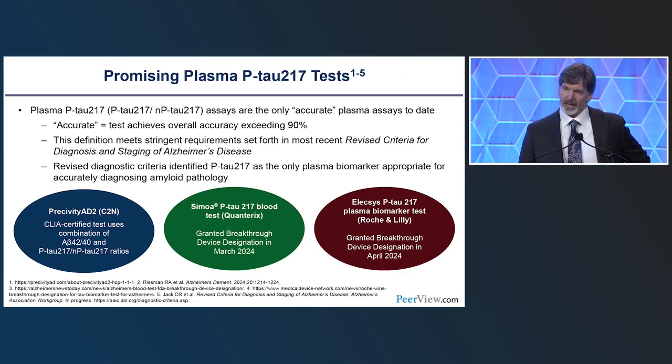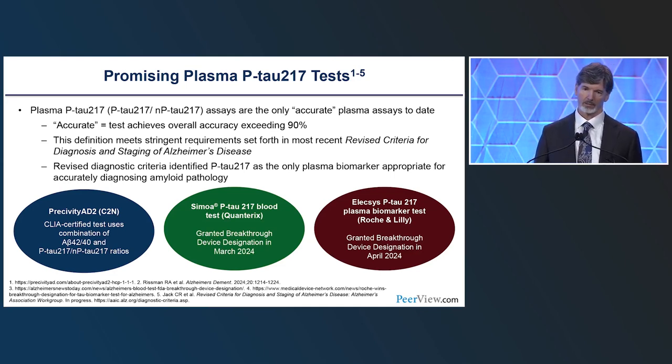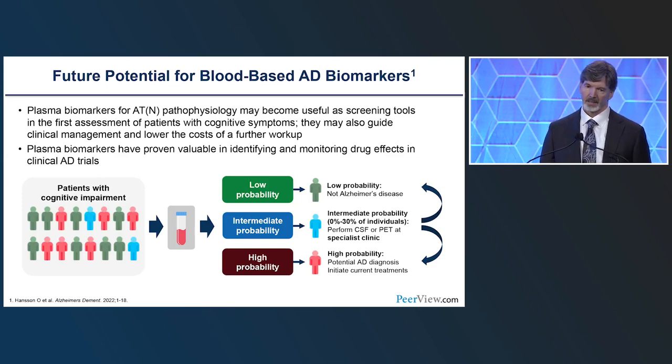So plasma tests, I'm just going to mention that as something promising. Hopefully one of these will turn out to be a success. In the revised criteria for the diagnosis and staging of Alzheimer's disease, the request is to have a test that's 90% accurate. And I think we're having some challenges in getting the plasma test to that range, but we're hoping that will happen.